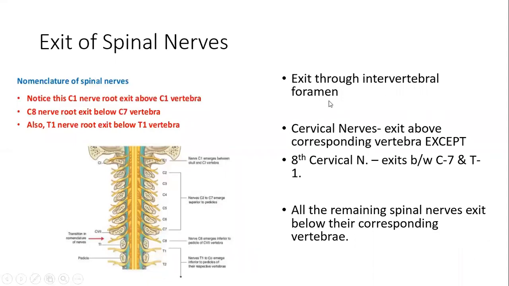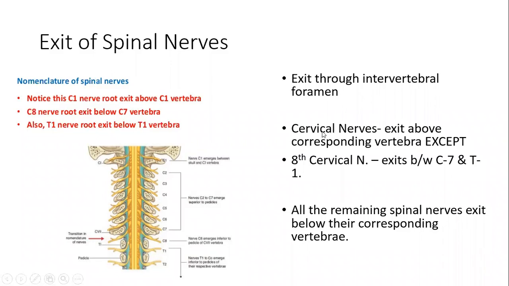So what do you have to know about it? You have to know the level of their exit. And what is that level? Because we have a few exceptions to this rule. Cervical nerves, they exit above their corresponding vertebra.